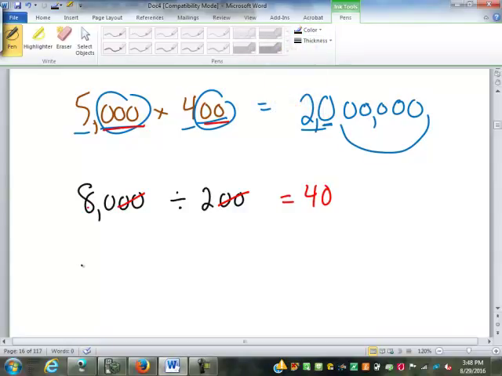So, $90,000 divided by 30. How many zeros am I going to cancel? Just 1. 9 divided by 3 is 3. How many zeros are left? 3. So I get 3,000.